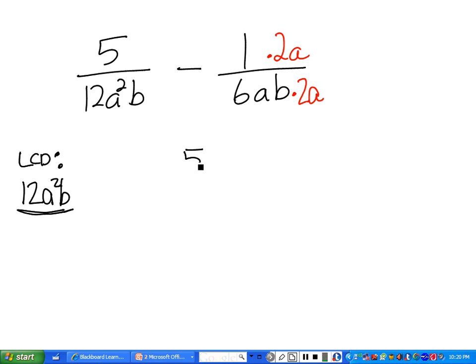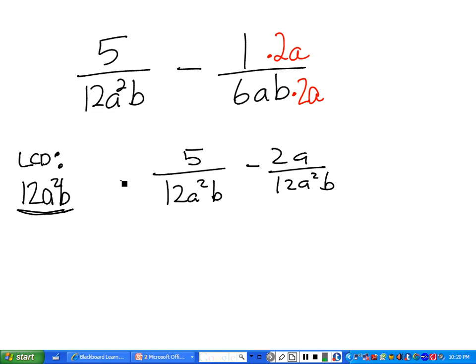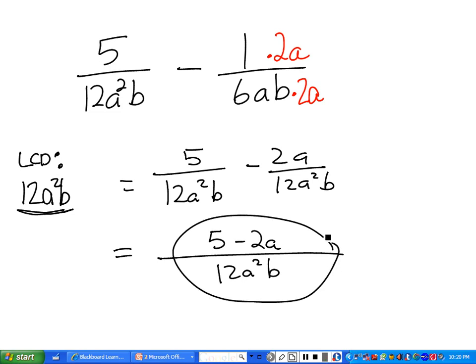Therefore, we have 5 over 12a squared b minus 2a over 12a squared b. And we must combine it into one fraction. 5 minus 2a over 12a squared b. Can't factor that, so this is the answer.